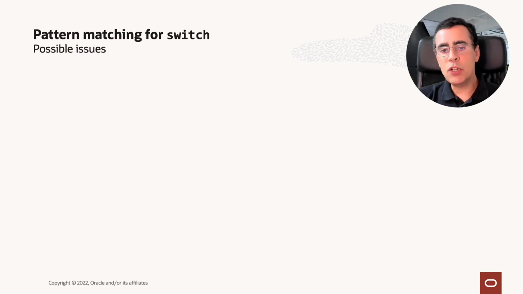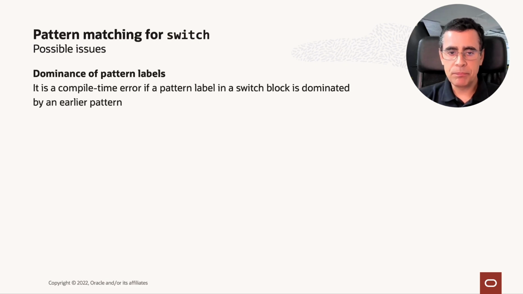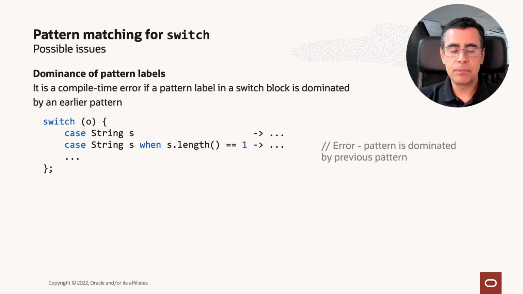There are a couple of new gotchas that arise with pattern matching for switch. The first one is that a pattern could dominate later patterns. It is possible to have an expression that matches multiple labels in a switch block. This is allowed, but they must be placed in the right order.